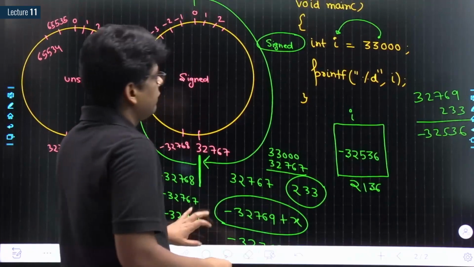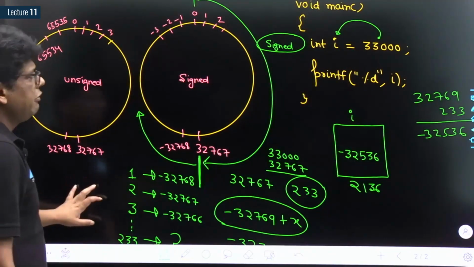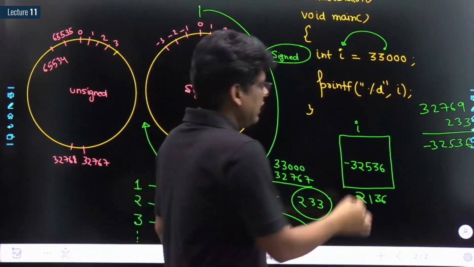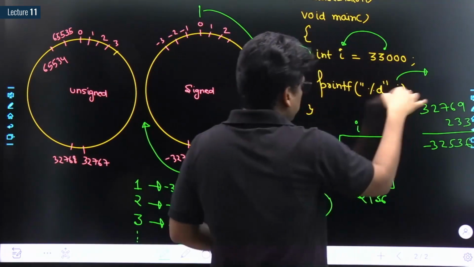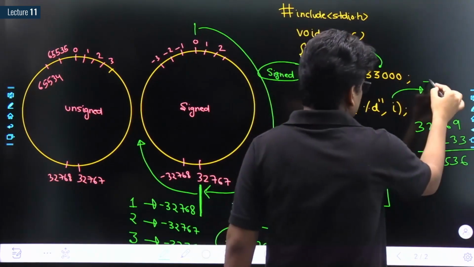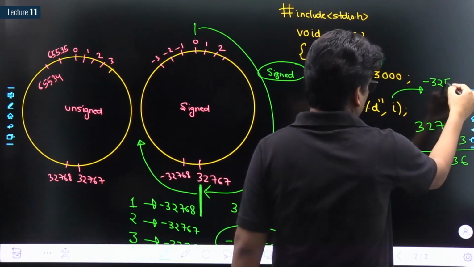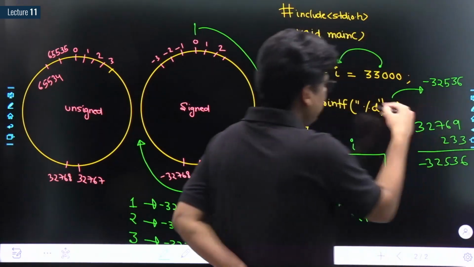And we know what the task of printf is. printf will print this value. So what is the output of this code? Sir, it is nothing but minus 32536. Sir, can we count it directly?